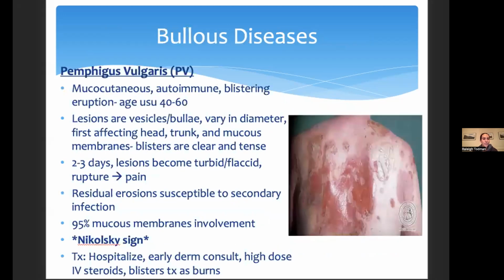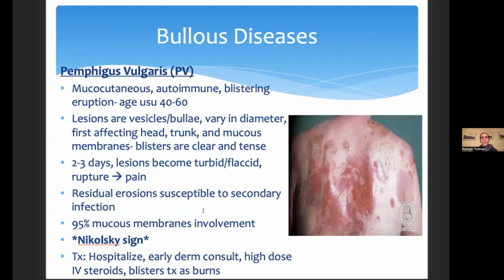Okay, bullous diseases. There are a couple of bullous diseases that you have to be familiar with. One is pemphigus vulgaris. I always found it hard to remember the difference between pemphigus vulgaris and bullous pemphigoid. And eventually I remembered that I thought vulgaris sounded worse because it's vulgar. So this is the worst one.